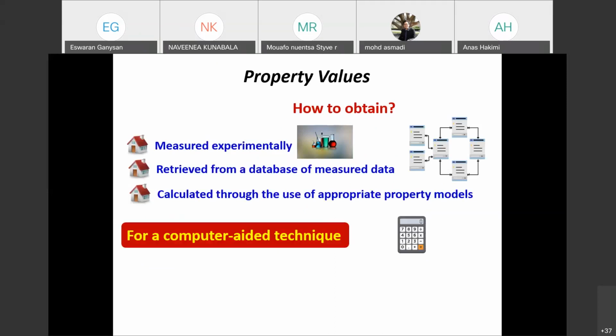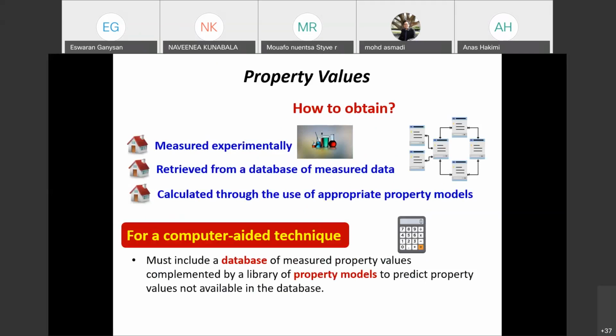Okay, this one. But the other related issue is that sometimes it involves the structure of the molecules for molecule products, and the composition of the molecules in the mixture blend products. So this one is for the computer aided techniques, which must include a database of the major property values, computed by the library of properties. This one you can obtain from the computer.